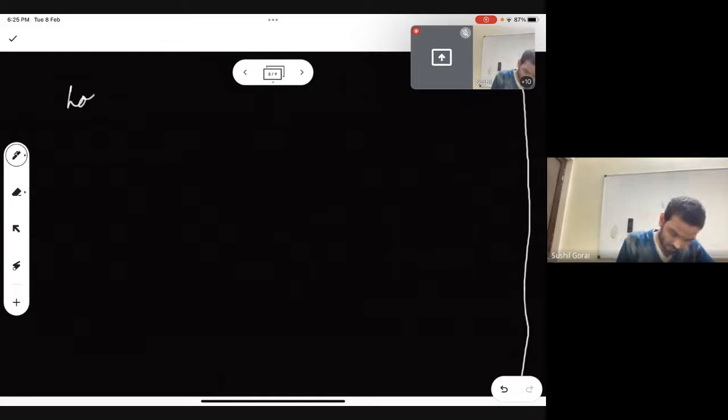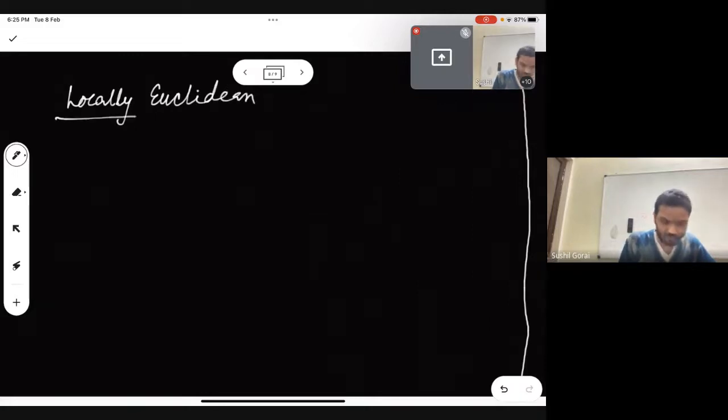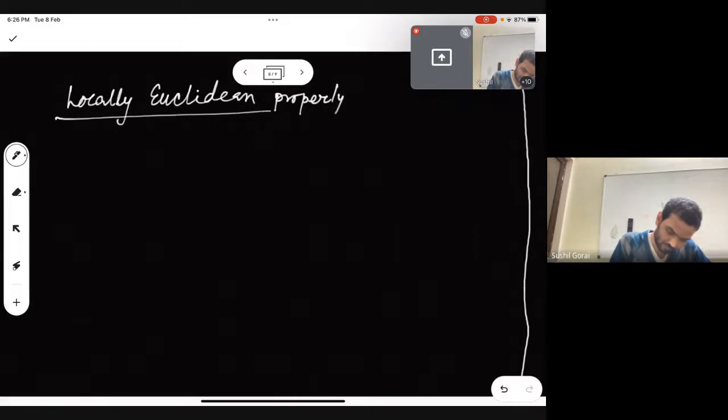Local Euclideanness. So the locally Euclidean property, how do you show it? So the point is, here are a few things. What we want to look at is RPN.